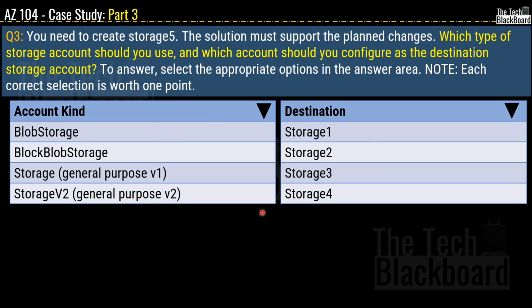And for each, we are given some options. Let's begin with account kind. For account kind, we have blob storage, then we have storage, which is general purpose version 1, and then we have storage v2, which is general purpose version 2.